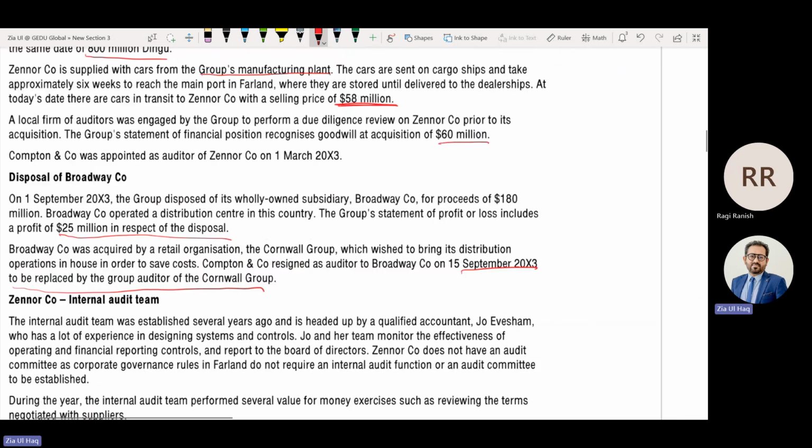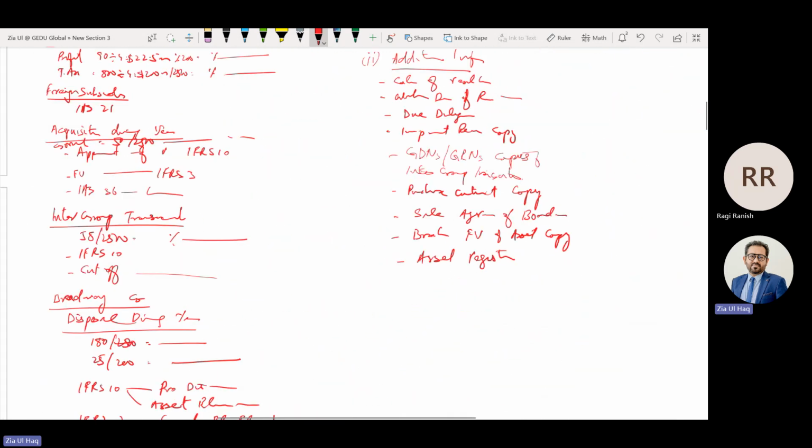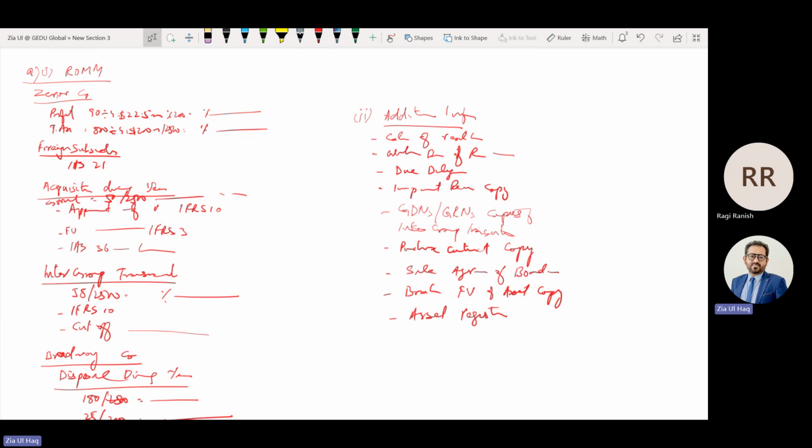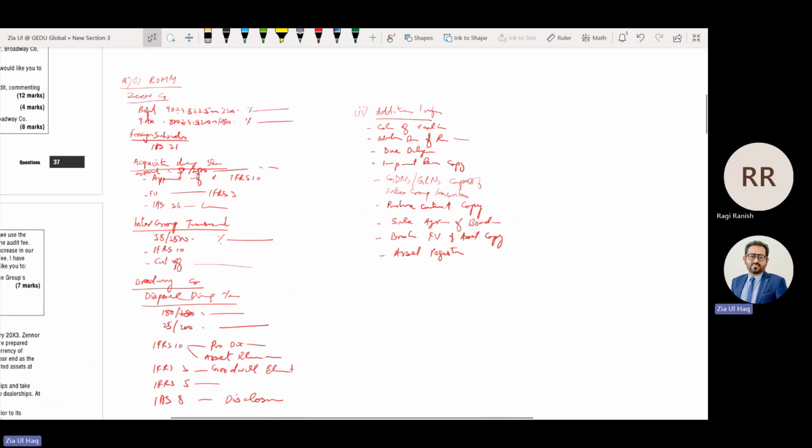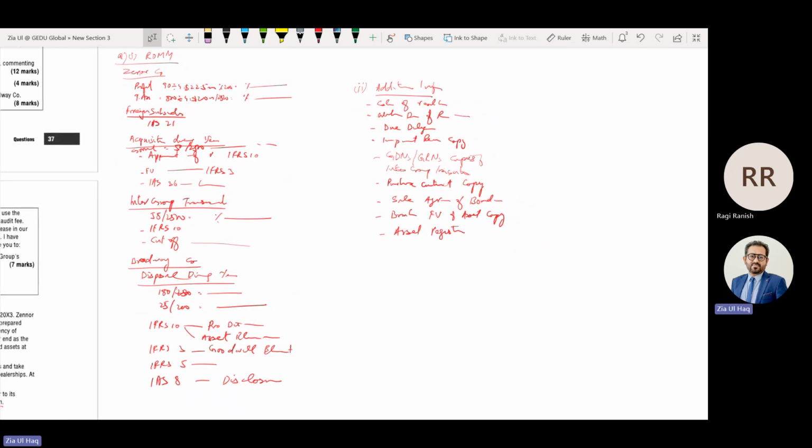So for 12 marks, we need to discuss risk of material misstatement, and for 4 marks, we need to provide additional information. So I think we have done justice to part A of the question. Zanner Company, foreign subsidiary, goodwill, intergroup transaction, and then disposal. And regarding disposal, we have discussed 5 points separately.